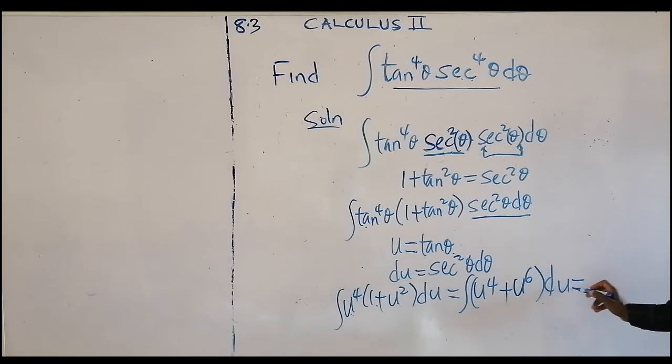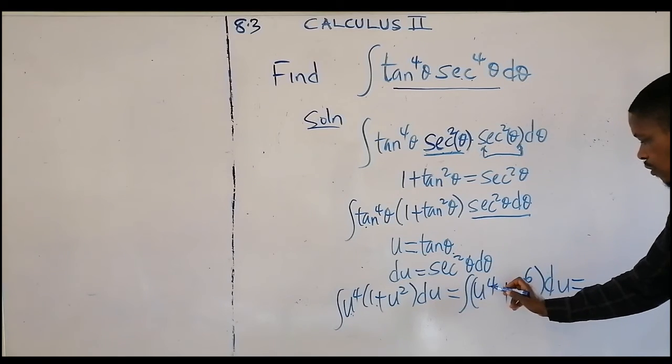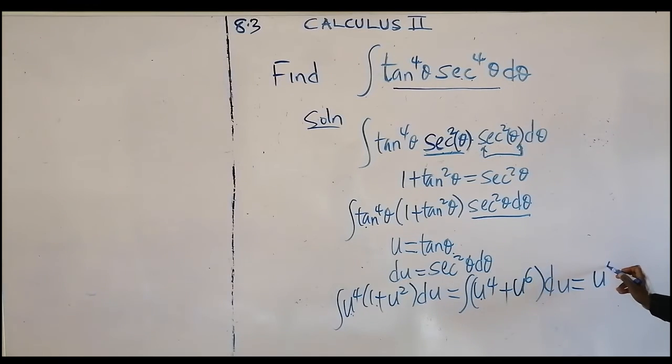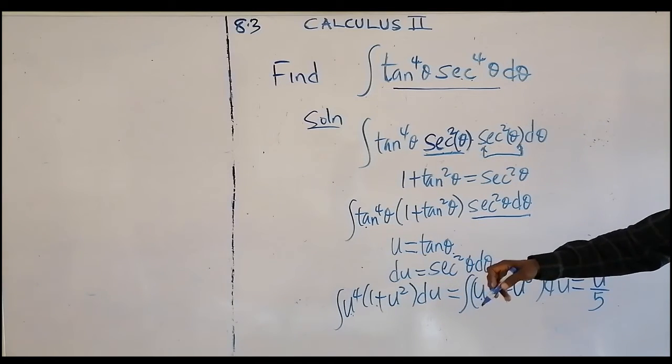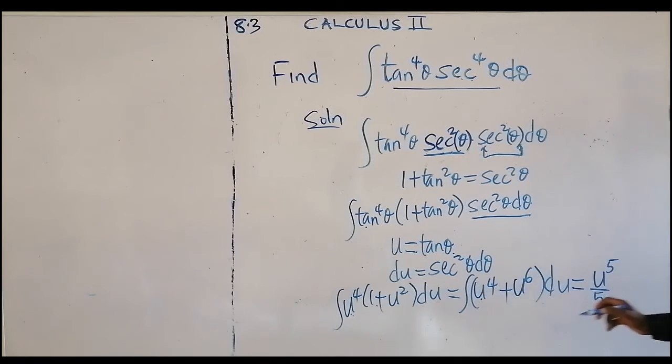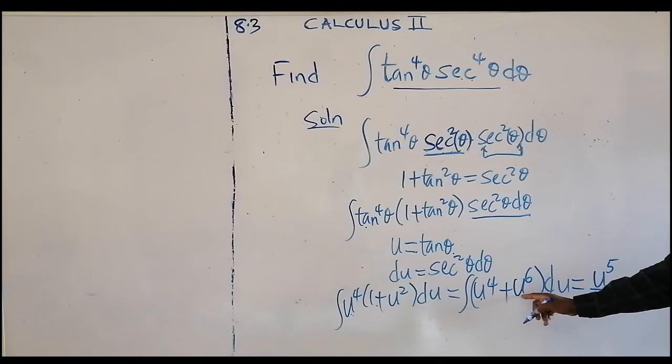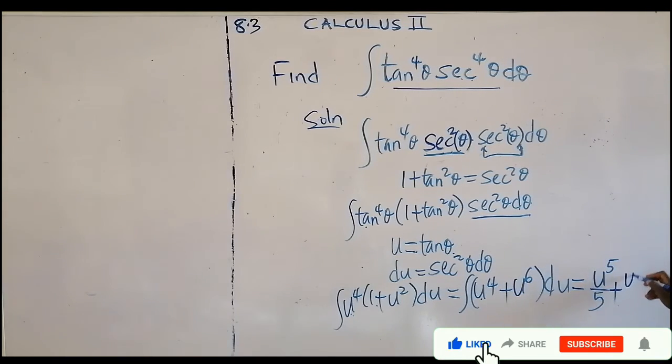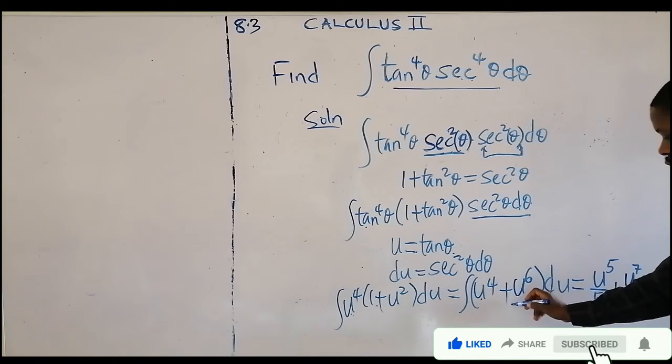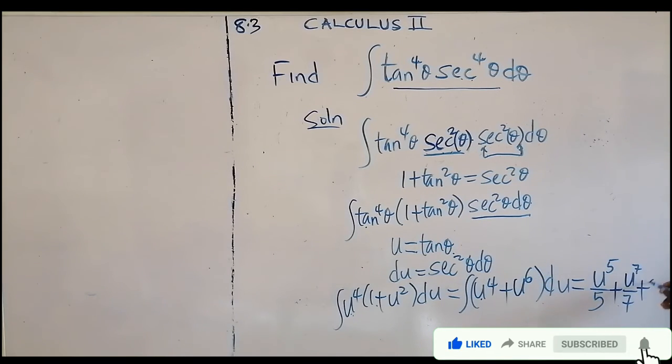Then the integral of u to the power 4 will give us u to the power 5 over 5. Don't forget this power 4 plus 1 makes 5, and then you divide by that 5 also. Plus the integral of u to the power 6, which will be u^7 over 7, power 6 plus 1 is 7, divided by 7, plus the constant of integration.